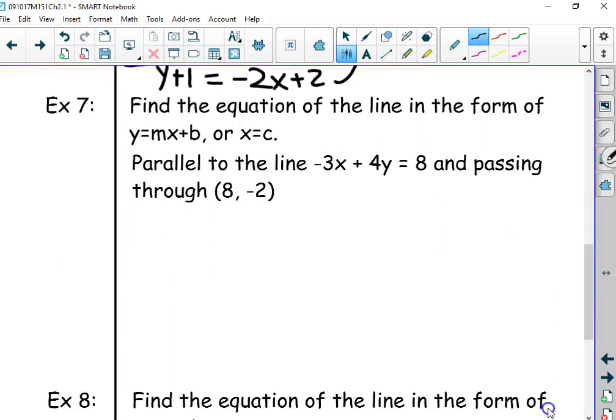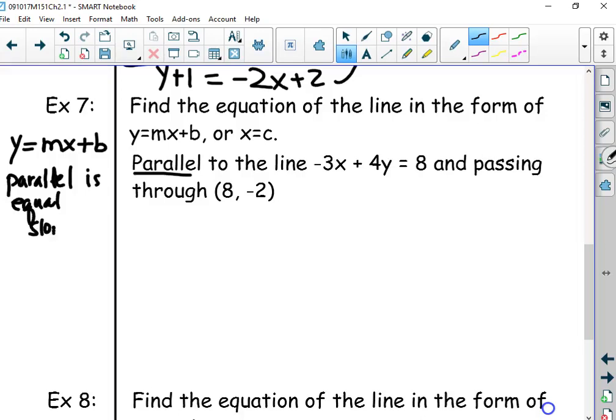Example 7. Find the equation of the line in the form of y equals mx plus b, parallel to the line -3x plus 4y equals 8. So what we have to do for parallel and perpendicular, we need to solve the equation they gave us to clearly see the slope. And when we see that slope, we're going to use the same slope. Parallel lines have equal slope. So let's go through the steps to solve this for y so we can clearly see the slope.